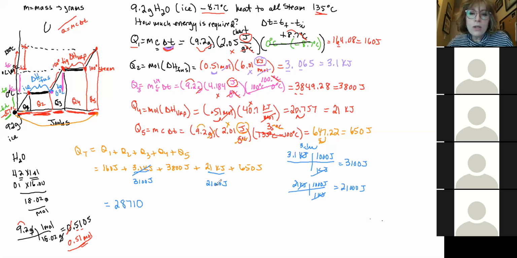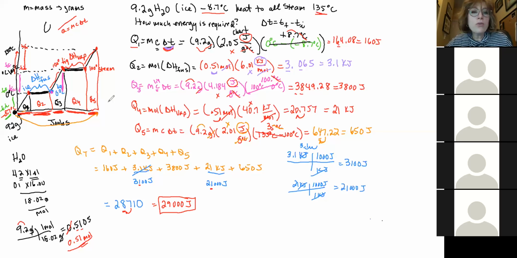So this one only goes to the thousands place. This one goes to the hundreds. This is the least precise number, so we have to go to the thousands place. And so we round it. The 7 causes the 8 to round up to 29,000 joules. Final answer.